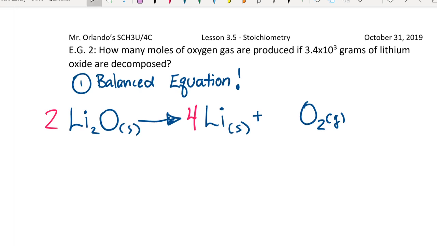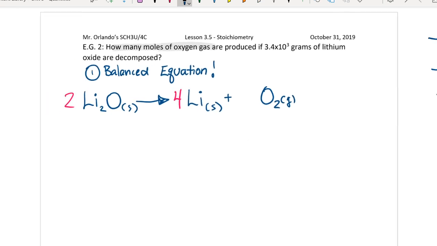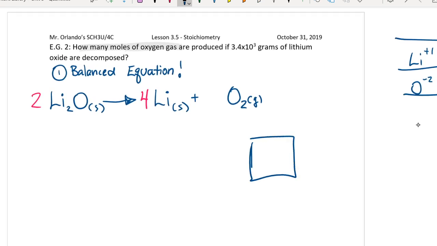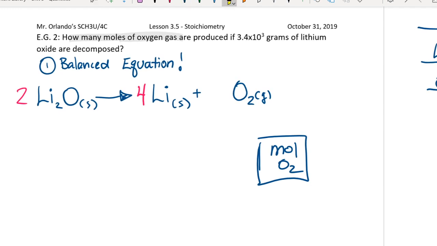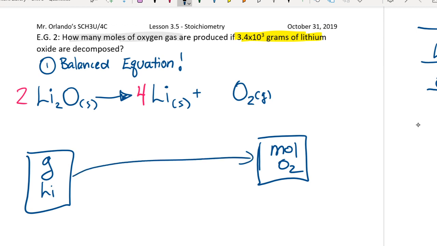Once you balance the equation, we're going to get going, right? Which is, what do I want to know in the end? How many moles of oxygen gas? So my answer, I like to think about this. My answer is going to be moles of oxygen, right? What am I starting off knowing? Yeah, very good. I start off knowing grams of lithium oxide. Now let me ask you this. Is there a quick way to go from grams of one thing to moles of a different thing?